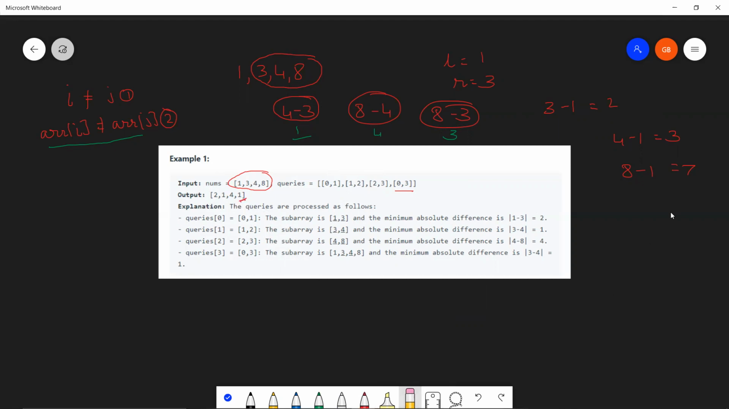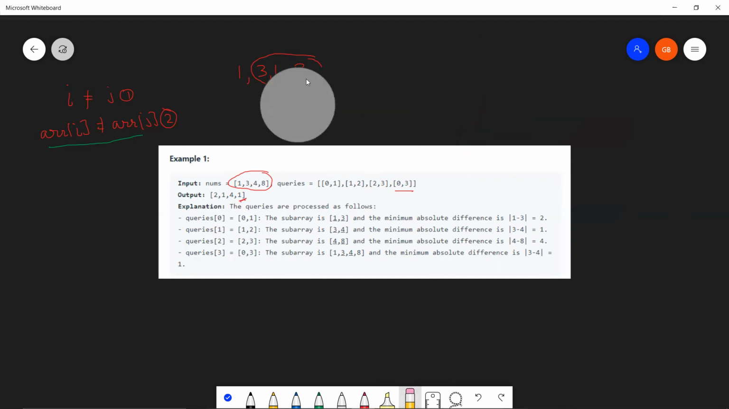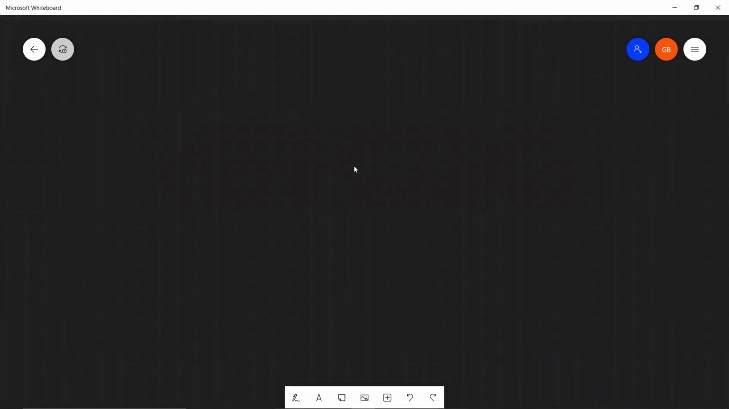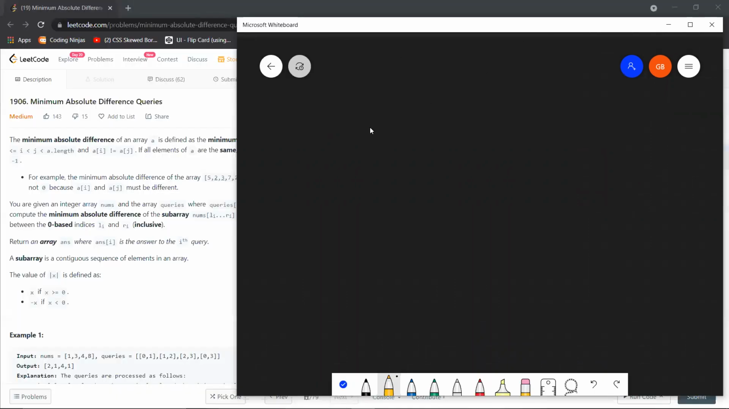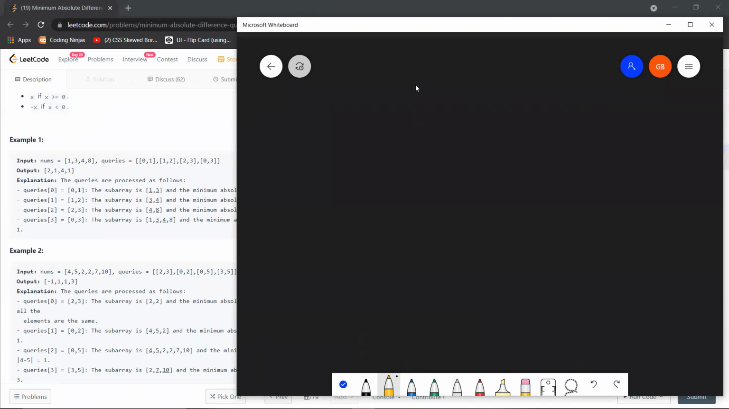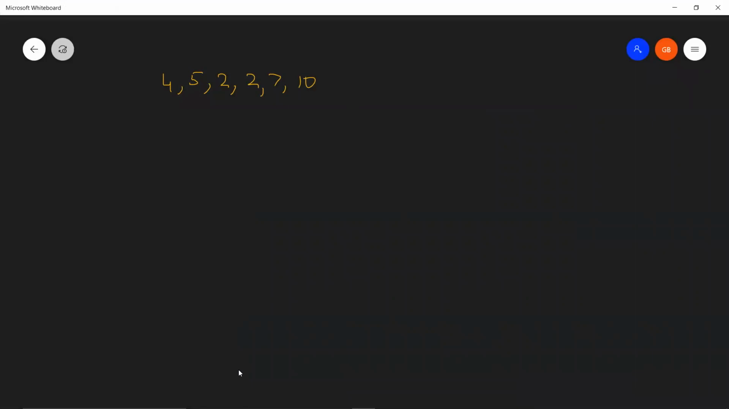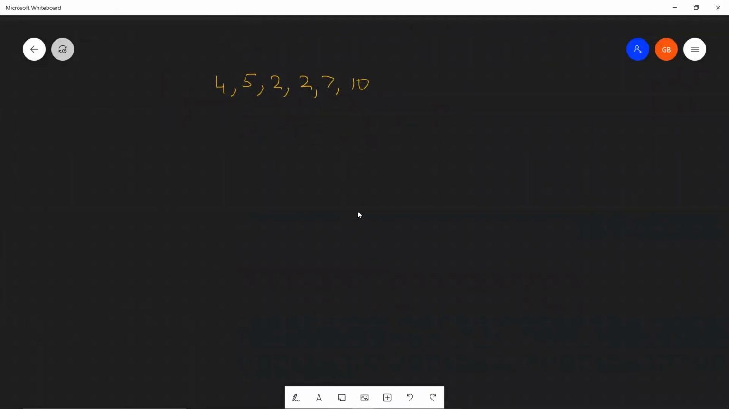So this was the explanation of the problem statement and the example that is given to us over here. Now let's discuss the approach that one might follow. One simple approach that must have crossed everybody's mind is the very naive, brute force approach. For this, I'm going to use the second example over here: 4, 5, 2, 2, 7, 10. So this example I have over here with me. Let's say that, just a second.